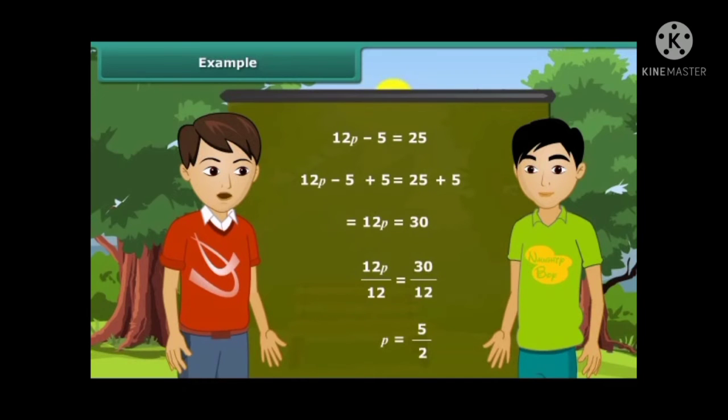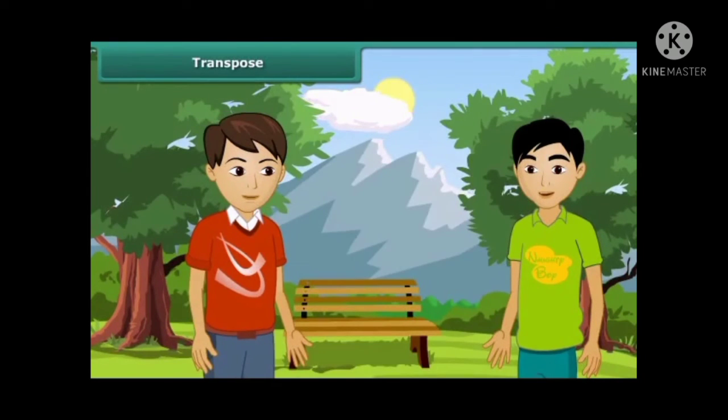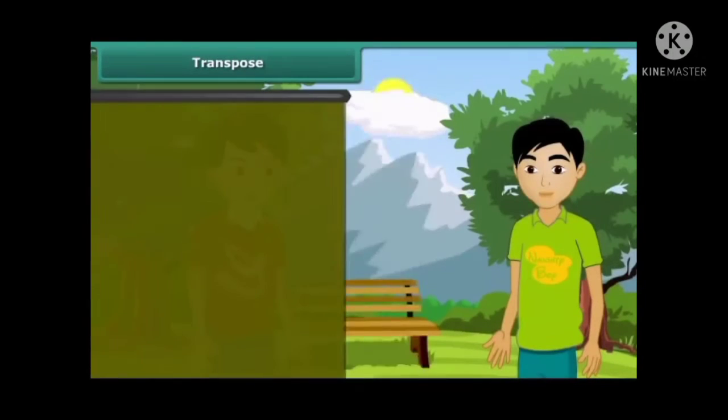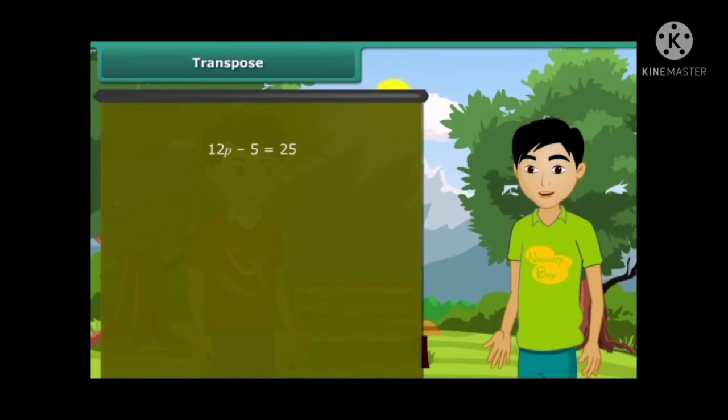What is transposing? Come, I'll explain to you. Transposing means changing side. For example, in this example, we have changed the side of 5. And when we transpose any number, we change its sign. Plus becomes minus. Multiplication becomes division. And now by transposing 12, p becomes 30 divided by 12, which is equal to 5 upon 2.